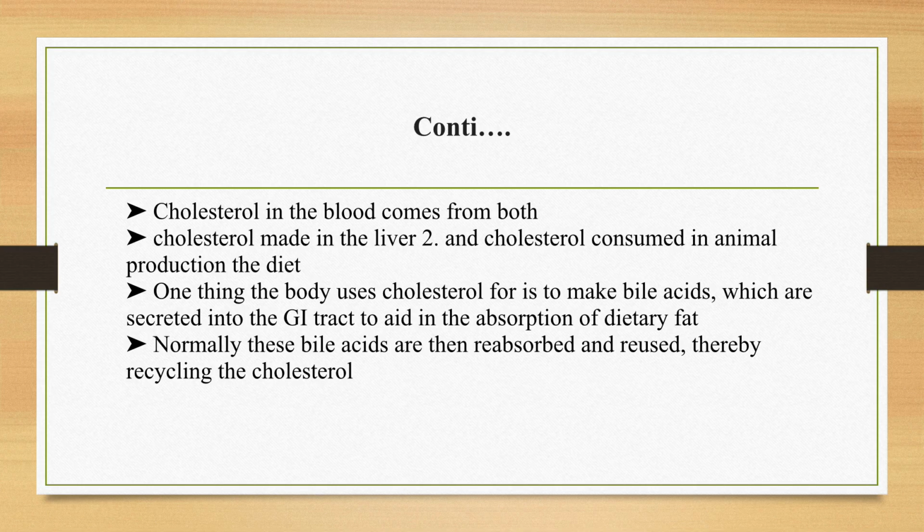Cholesterol in the blood comes from both cholesterol made in the liver and cholesterol consumed in animal products in the diet. One thing the body uses cholesterol for is to make bile acids, which are secreted into the GI tract to aid in the absorption of dietary fat. Normally, these bile acids are then reabsorbed and reused, thereby recycling the cholesterol. We can say in simple words, cholesterol in the blood comes from two sources. First one is the liver and second one is the animal food we eat.